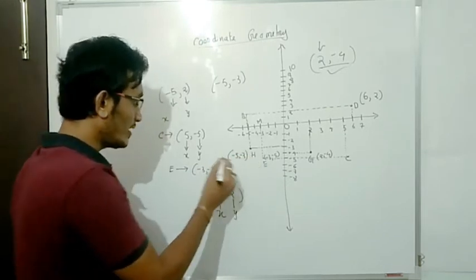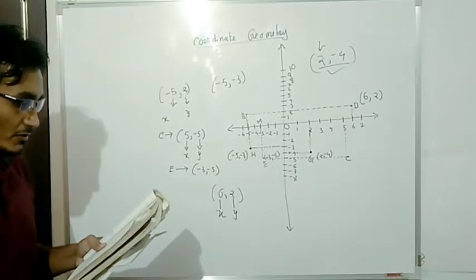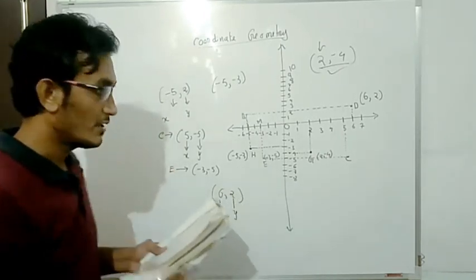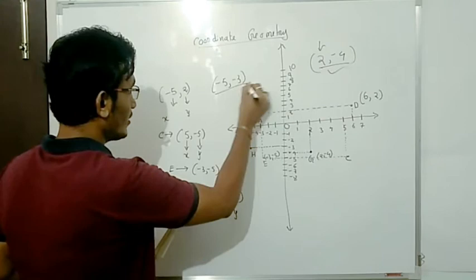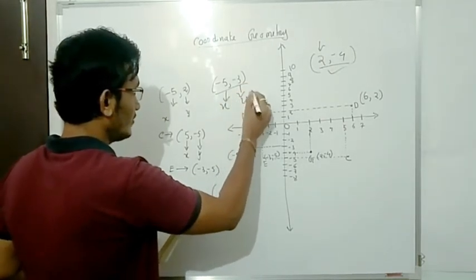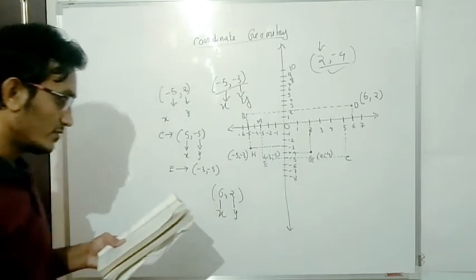After finding the position coordinates, we have to find out the ordinate of H. Ordinates means the values of y. So what is the value of y at this point? This is the x and this is the y, and the value of y is minus 3.